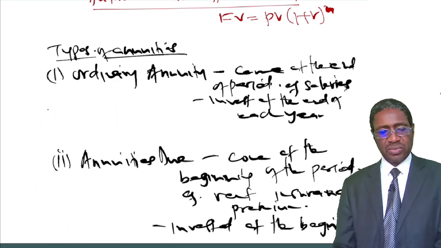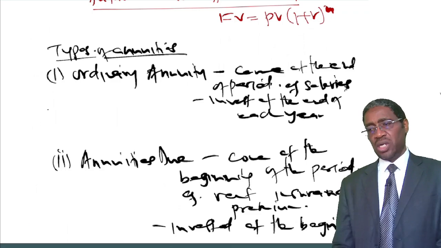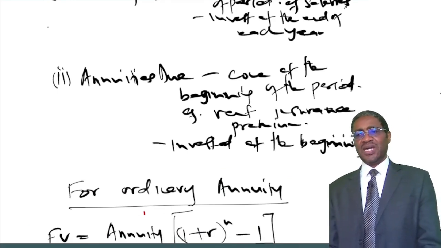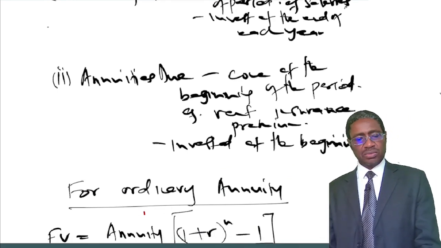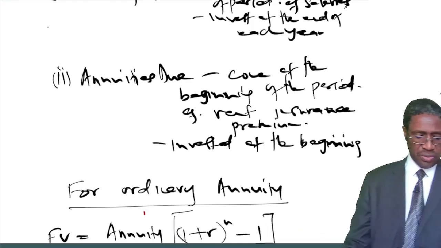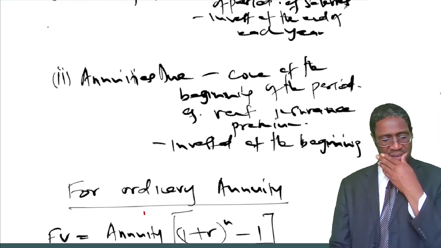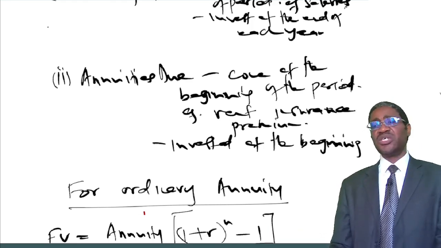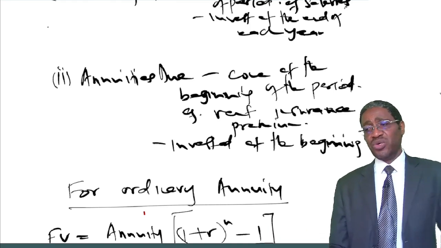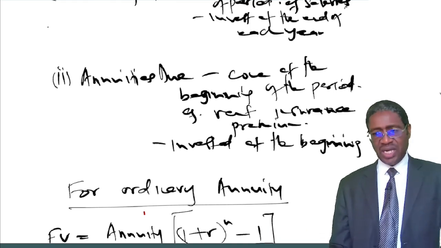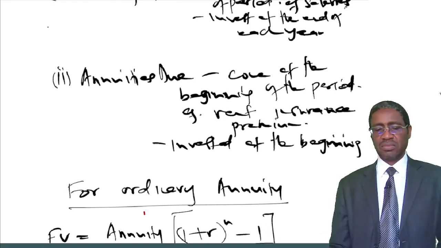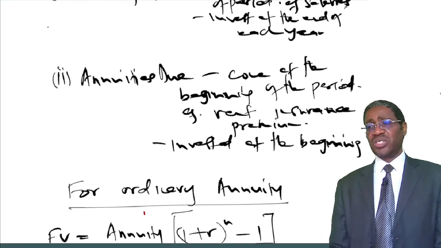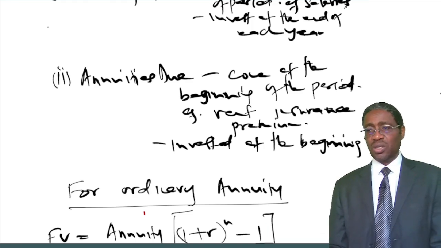Number 2, annuities due. Then you say this: these are annuities that come at the beginning of the period.